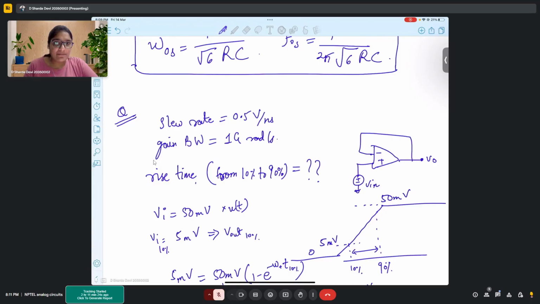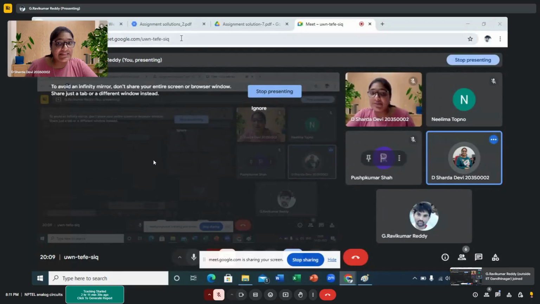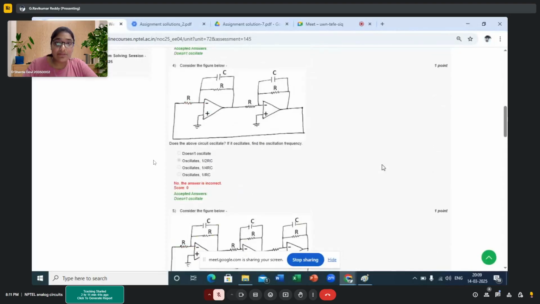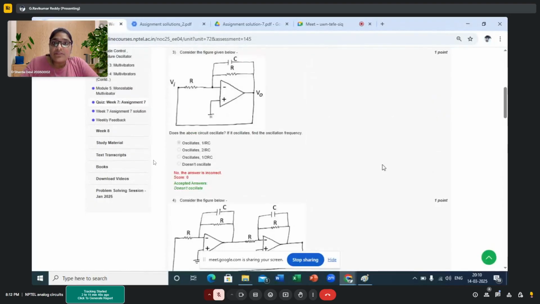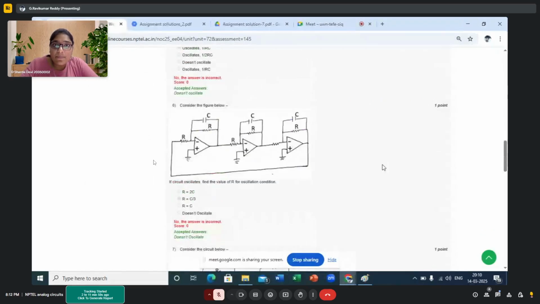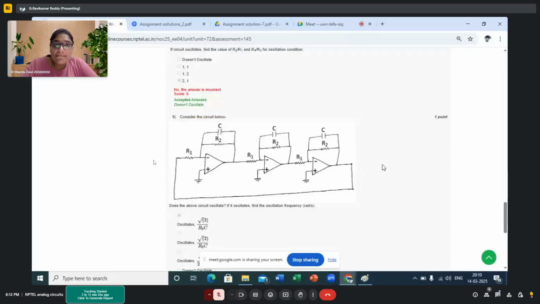I'll share my screen. And last week, in week 6, what were the concepts discussed in the lecture? Is my screen visible, madam? Yes, it is visible. Madam, all questions are given like this, whether it oscillates or not. Figures are given and they are asking. Same repeated questions: a circuit is given and they are asking whether it oscillates or not.